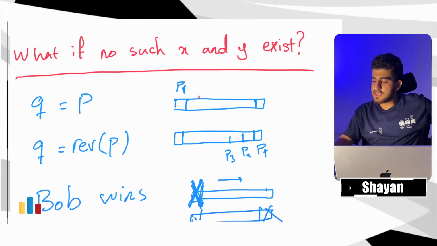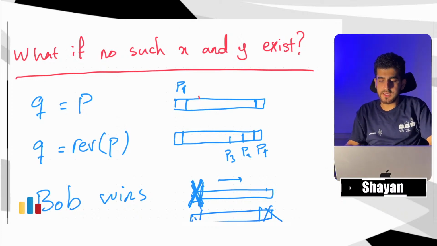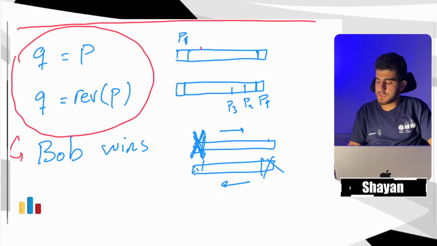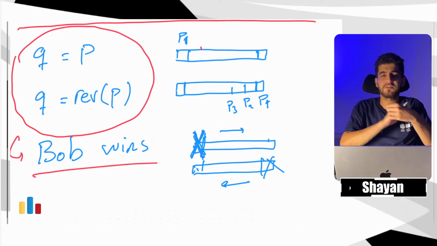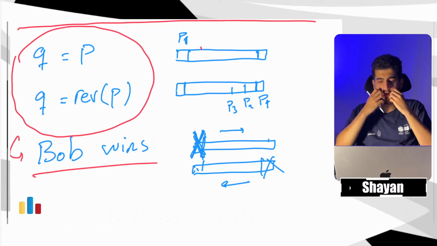So the point is that if no such x and y exist, we can say that q is equal to p, or q is equal to reverse of p, and in this case Bob can easily win with a very simple strategy. Look at what Alice has removed, remove the same thing.